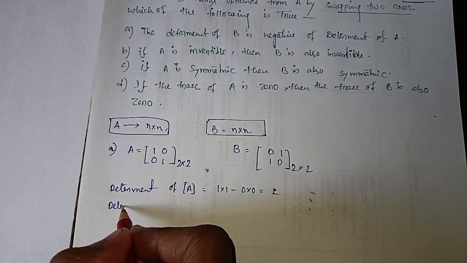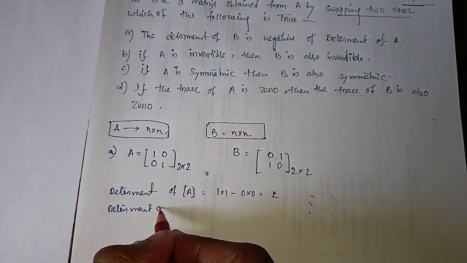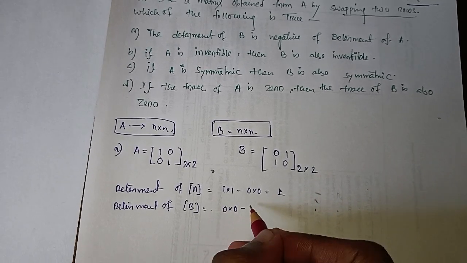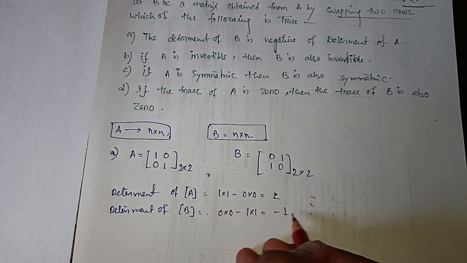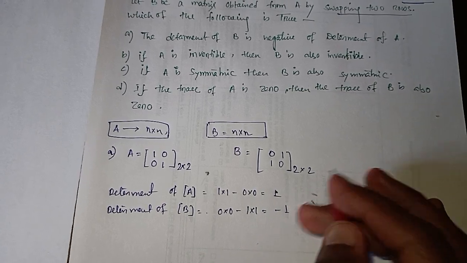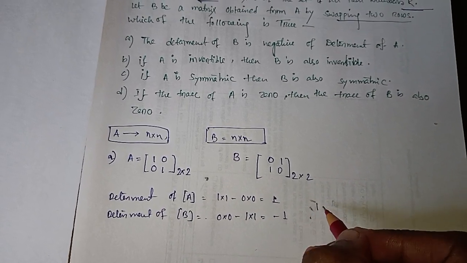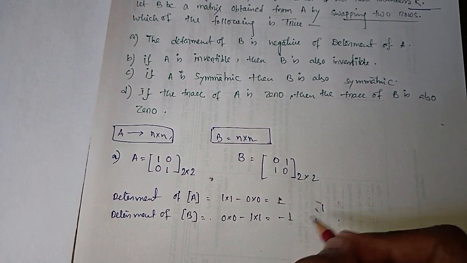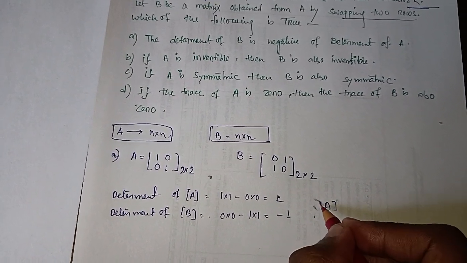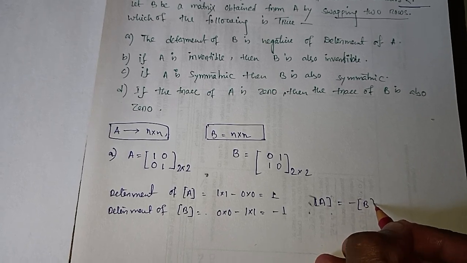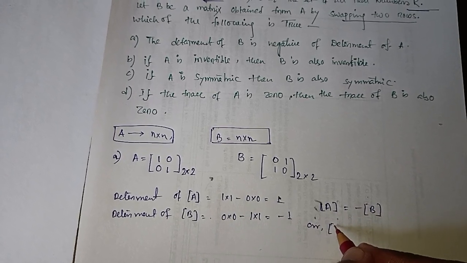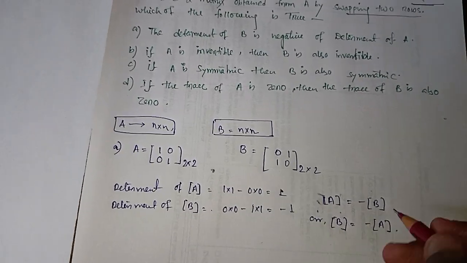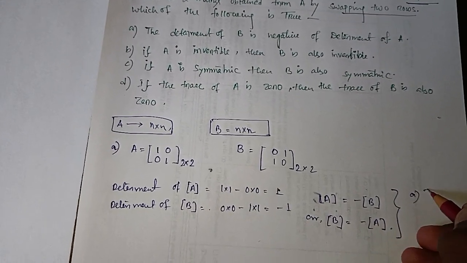The determinant of A is 0 into 0 minus 1 into 1, so we get minus 1. The determinant of B is 1 into 1 minus 0 into 0, so we get 1. So clearly the determinant of B is the negative of the determinant of A, or vice versa. So option A is true.